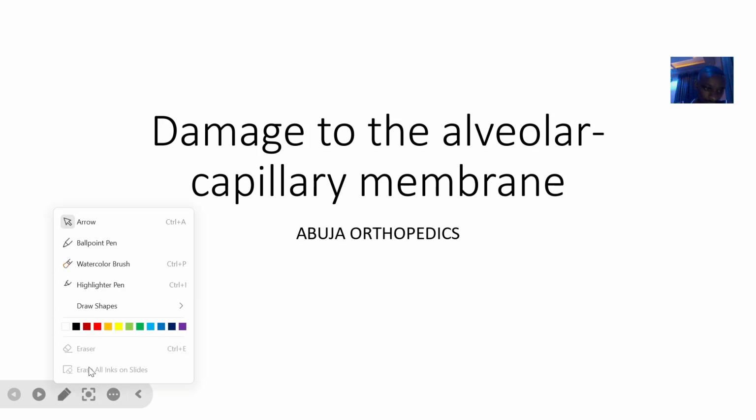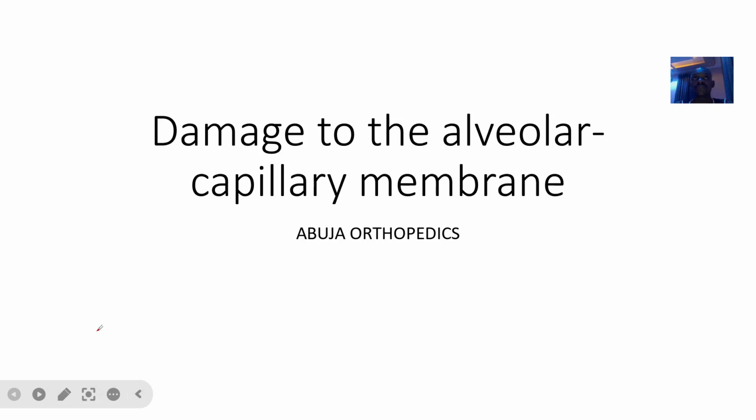So in approaching respiratory diseases, for the different types of respiratory diseases which we spoke about, acute respiratory distress syndrome. Now, one of the mechanisms that could lead to a patient having a lot of difficulties with breathing is what is known as damage to the alveolar-capillary membrane. So what is the alveolar-capillary membrane? What are its functions?